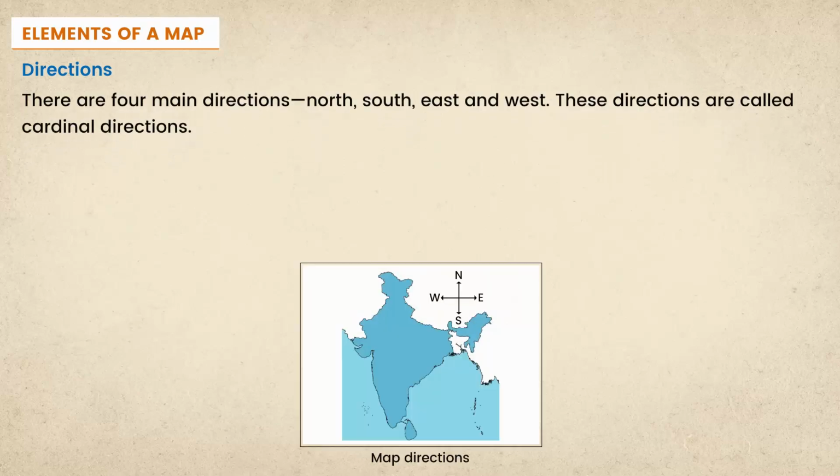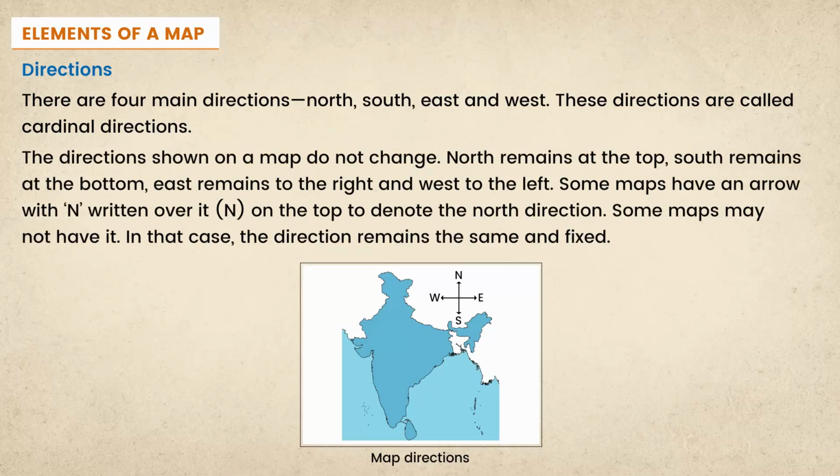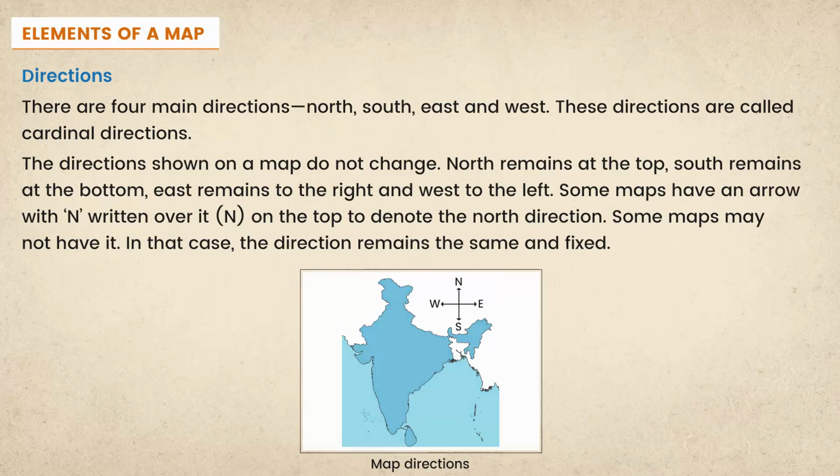Directions. There are four main directions: north, south, east and west. These directions are called cardinal directions. The directions shown on a map do not change. North remains at the top, south remains at the bottom, east remains to the right, and west to the left. Some maps have an arrow with N written over it on the top to denote the north direction. Some maps may not have it. In that case, the direction remains the same and fixed.